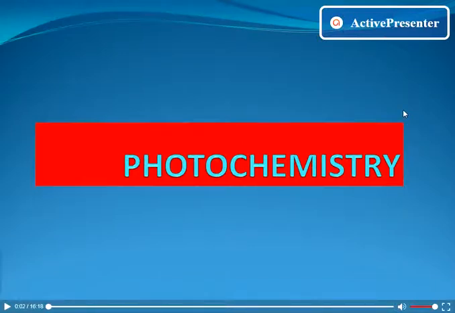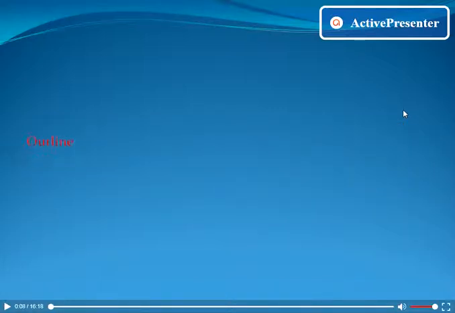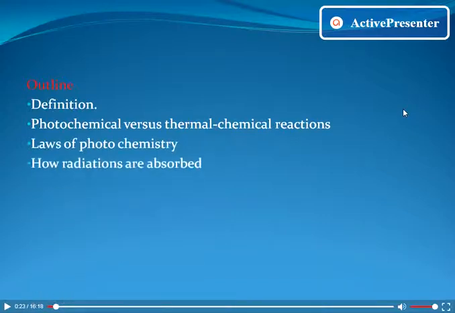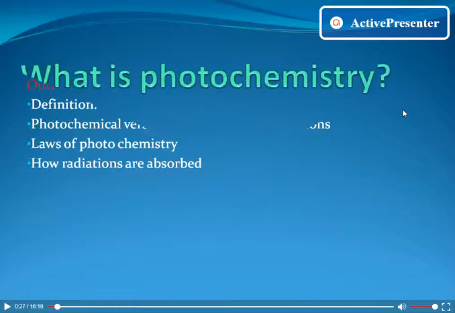Hello, please. Welcome to Photochemistry. First of all, we're going to look at the following. We're going to look at the definition. We're going to see photochemical versus thermochemical reactions, and then laws of photochemistry, and then how radiations are absorbed.